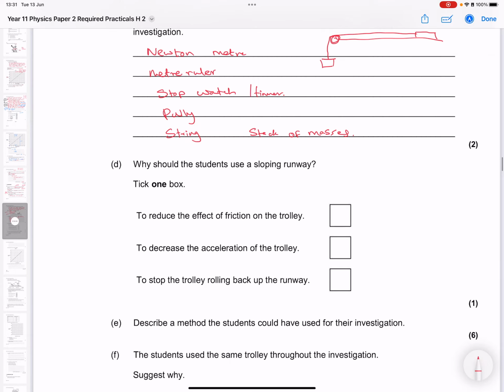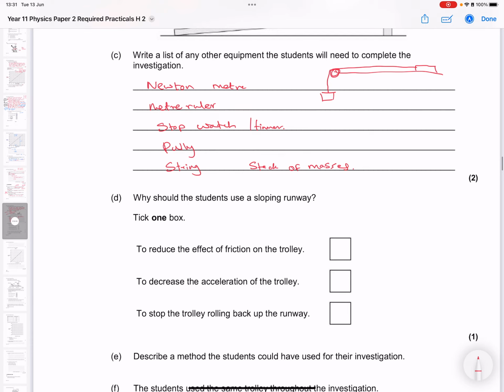Right. Why should the student use a sloping runway? So why did they use the sloping runway? To reduce the effect of friction on the trolley, to decrease the acceleration of the trolley, to stop the trolley rolling back up the runway. So they use that for that.